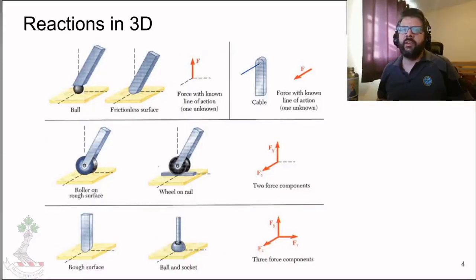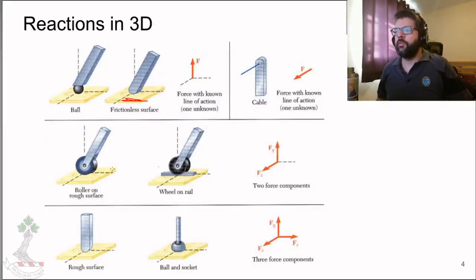So it may have an unknown magnitude, but it has a known direction. So a ball or frictionless surface does the same thing. A cable is going to have a known line of action. Next, stuff that can have 2 force components.